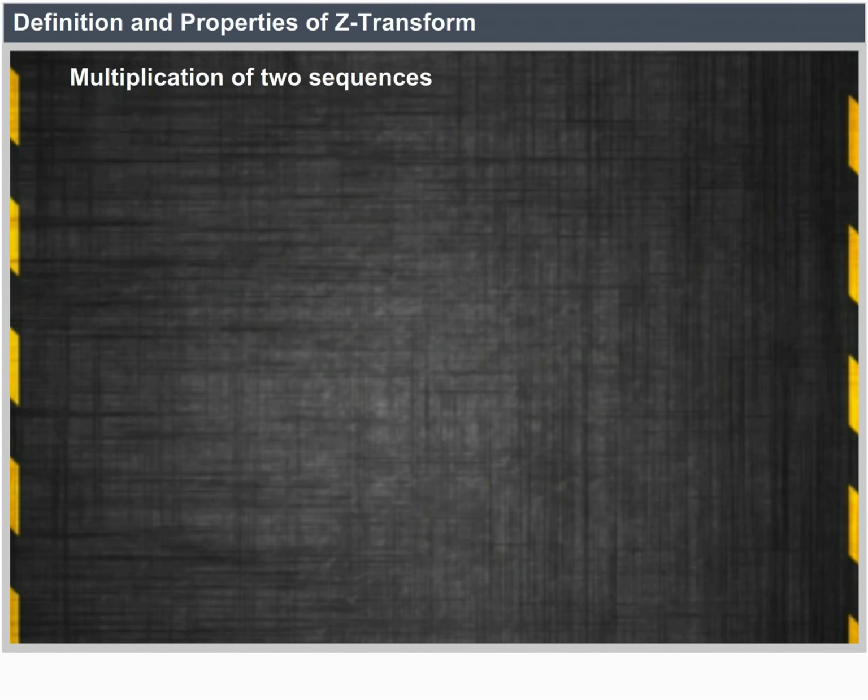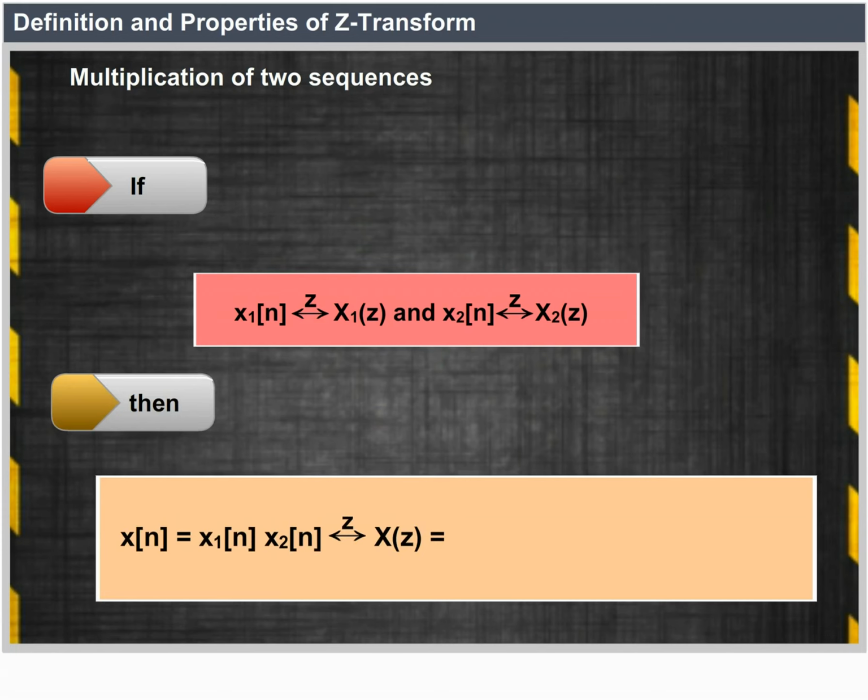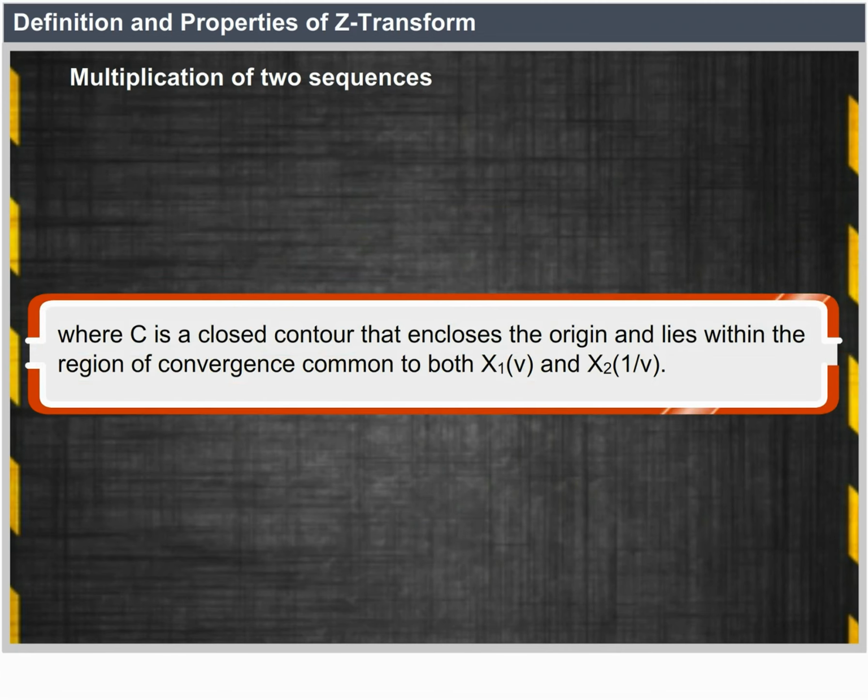Multiplication of two sequences. If x1(n) is related to X1(z) and x2(n) is related to X2(z), then x(n) equal to x1(n) into x2(n) has the Z transform X(z) equal to 1 divided by 2 pi j closed integral X1(v) into X2(z/v) into v inverse into dv, where C is a closed contour that encloses the origin and lies within the region of convergence common to both X1(v) and X2(1/v).